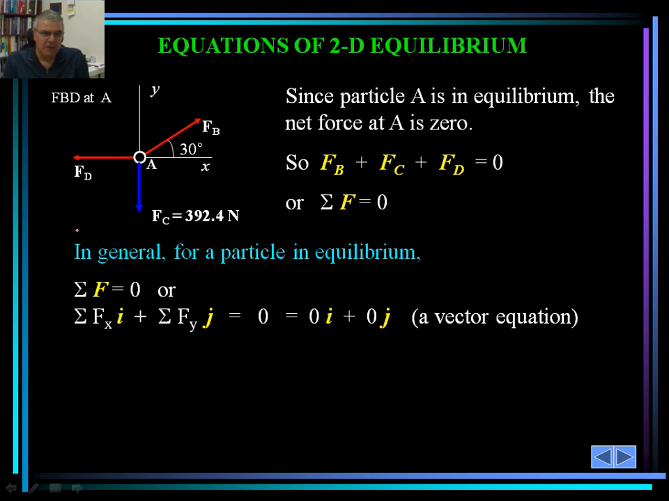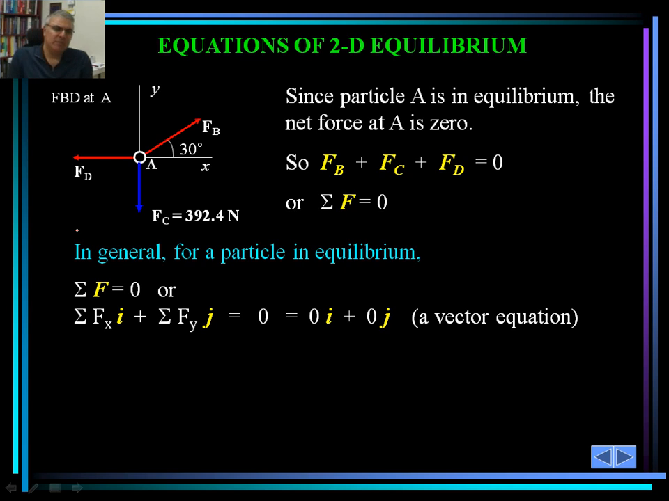Now, the forces acting at any point in this system, the summation of all those forces must also be 0. So in general, for a particle in equilibrium, the summation of forces is 0. In vector notation, the summation of force F sub x i plus the summation of force F sub y j, where i and j are the unit vectors in the x and y direction, must be 0. This is the way we show it in the vector equation.